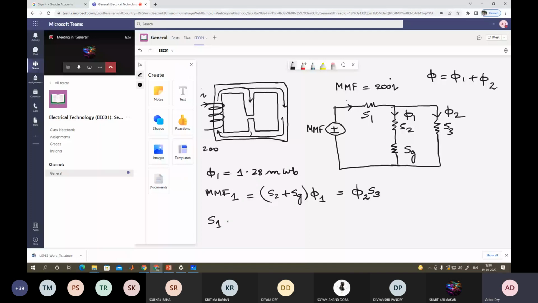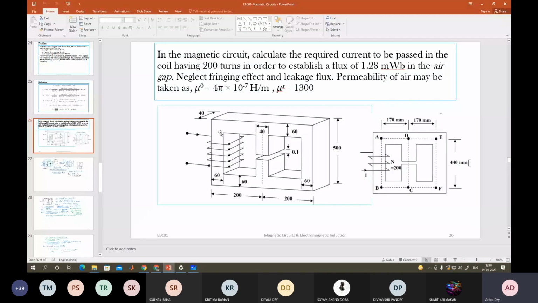S1 is this path. We have to take the mean length. If it is 500 and the thickness here is given 60, here also it is 60, so we should leave 30, half of that, half of that. That is the mean, like you can see the central line I have drawn here. So this 30 and 30 we should ignore, and then take the mean value. So instead of 500 we should take it as 440 millimeter. Then this length plus this length, which is 170, because it is 200, 200, 400, again 30, 30 we leave, so it is 170.